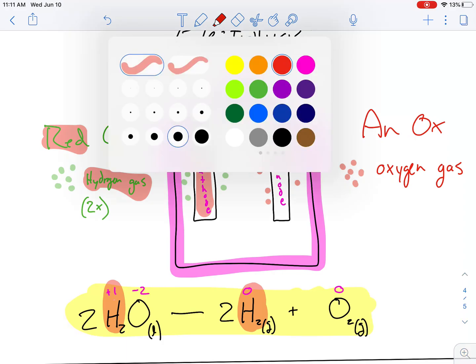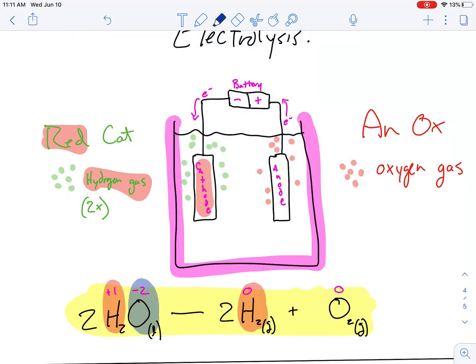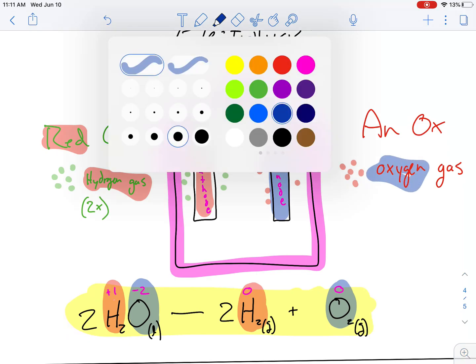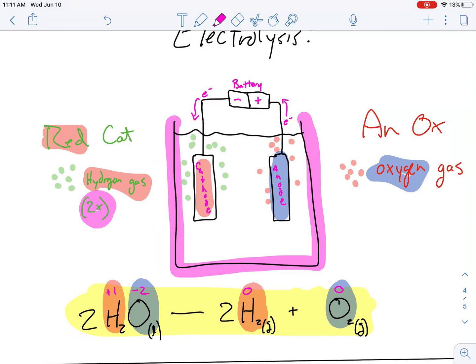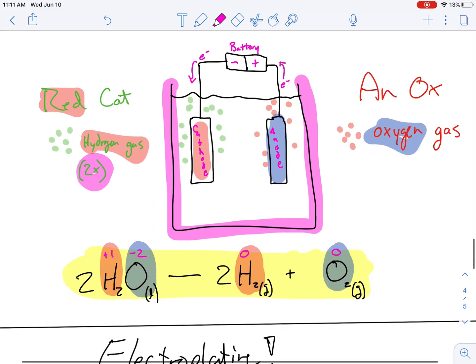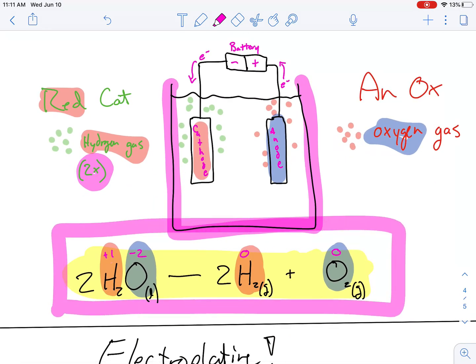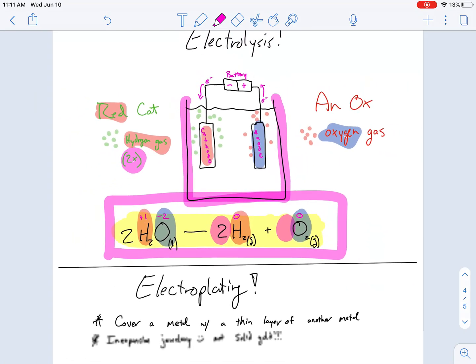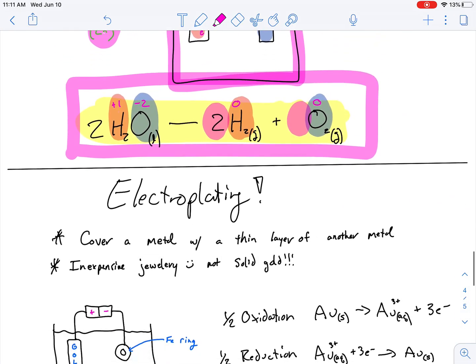My other oxidation numbers, I have a -2 to a 0. It's oxidation. Oxidation happens at the anode. Here it is. I would have oxygen gas present. I also have a little note here, ×2. Why do I have a ×2 there? If we look at our overall chemical equation, for every time this occurs, I'm going to have double the amount of hydrogen compared to the amount of oxygen produced. So I would have double the amount of gas present. That's electrolysis. That's how it works.